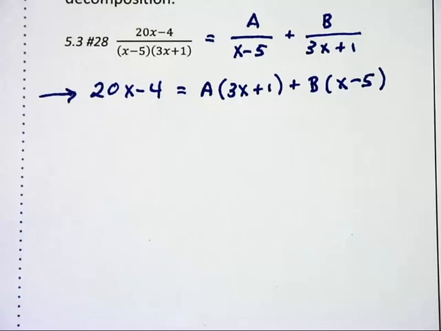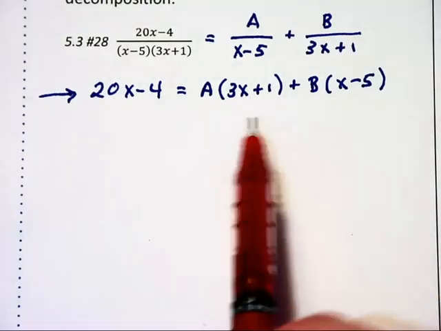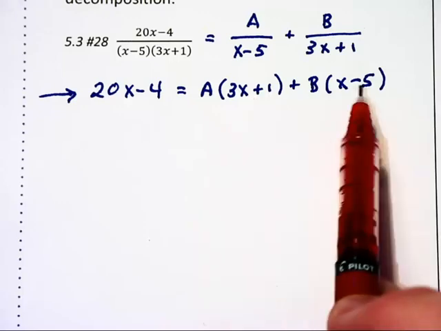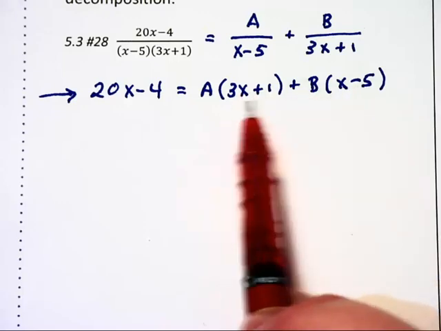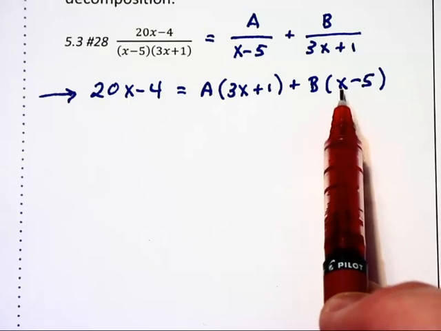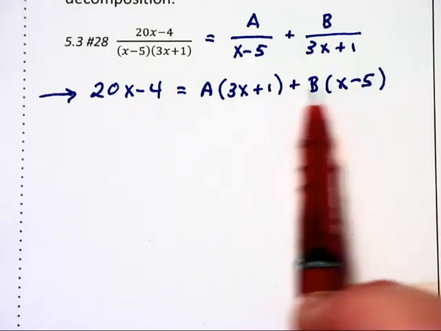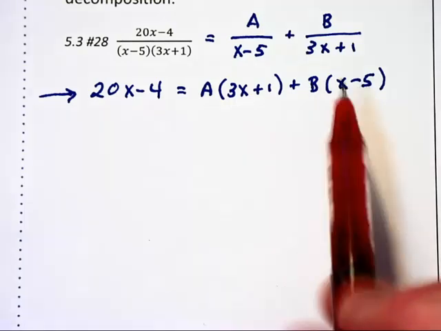Now what we're going to do is look at that right side of the equation and choose values for x carefully that will zero out one of these terms. For example, if I chose x equals 5, 5 minus 5 would make 0, and we'd ignore the whole second half of the right hand side of the equation.